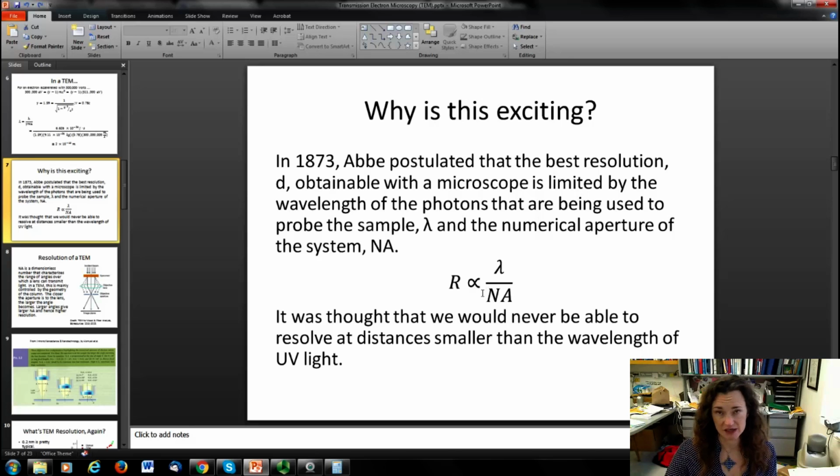Now, at the time in 1873, they didn't know anything about matter waves, and so they thought that they would never be able to resolve at distances smaller than the wavelength of ultraviolet light. Okay. However, pretty much as soon as de Broglie came out with his postulate on matter waves, and Davisson and Germer proved experimentally that they were true, as soon as Ruska heard about it, he immediately realized the possibilities for the electron microscope and started developing a prototype.